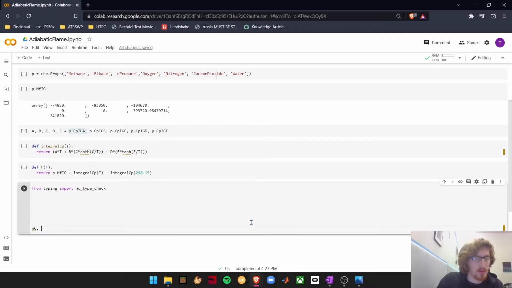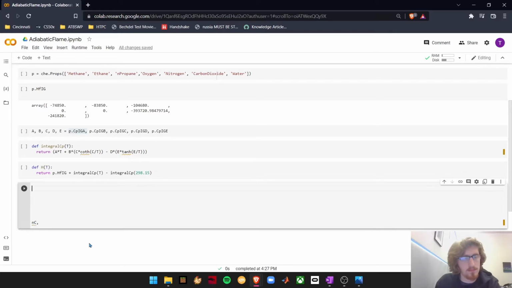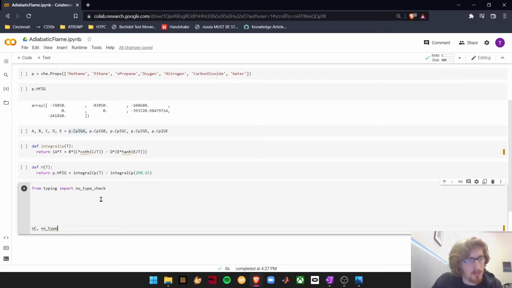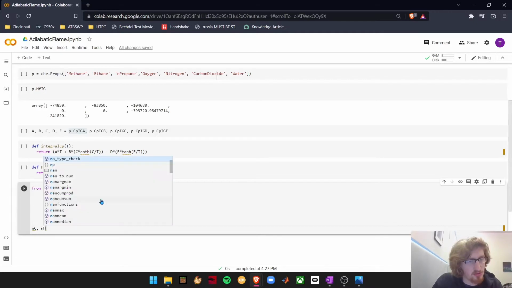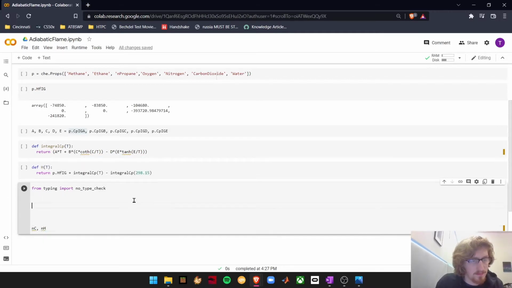Not sure what just happened there. Let me rewrite that. All right, so we have carbon and hydrogen. Really not sure why it keeps doing that. Okay, we should be good now.